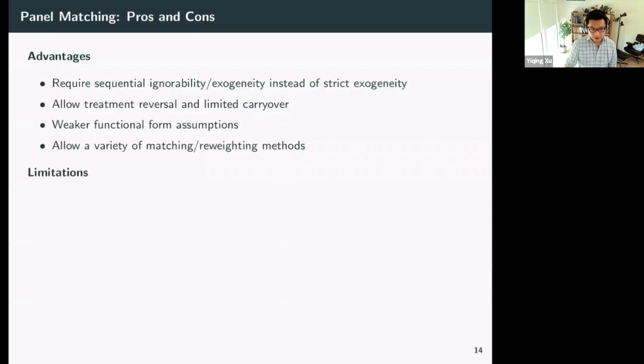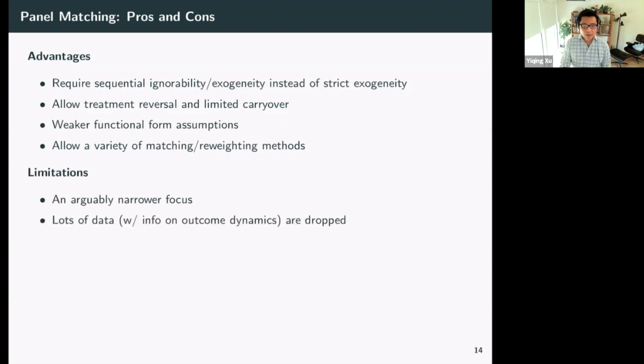It also has limitations. One is arguably narrow focus on the estimate, and lots of data are chopped. That is actually, I think, the one limitation of this method, because it chops data into small parts, and you basically lose the temporal spatial structure of panel data, which may allow you to extract more information. That is one potential limitation.